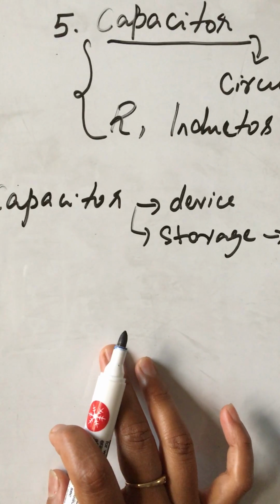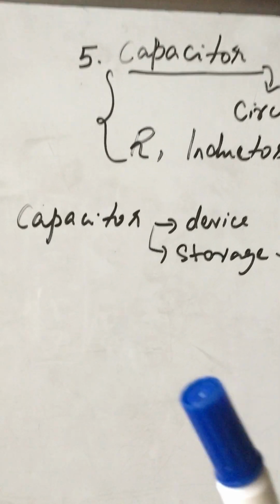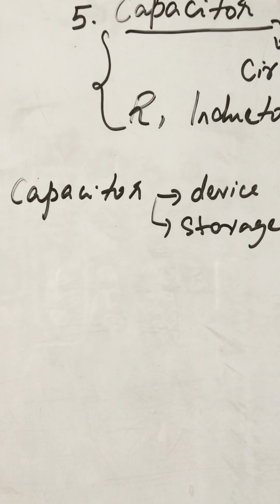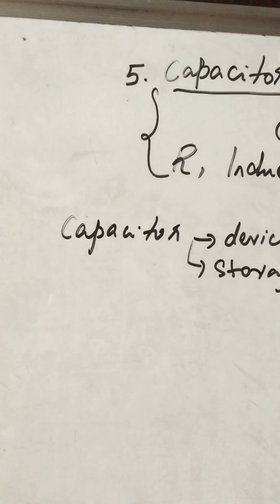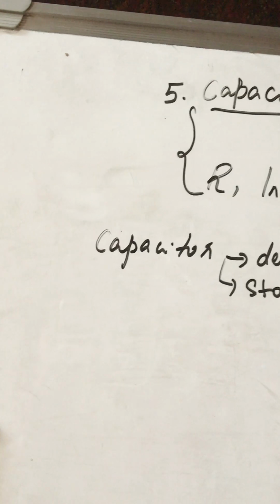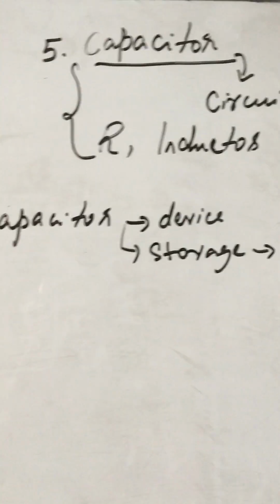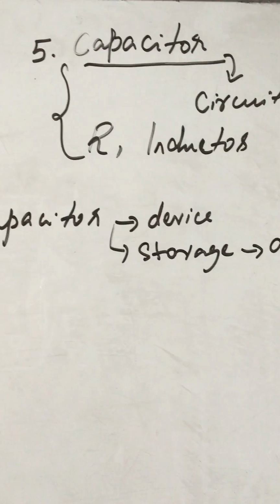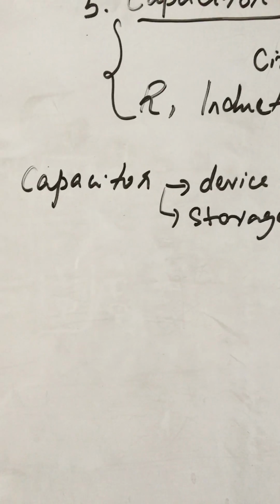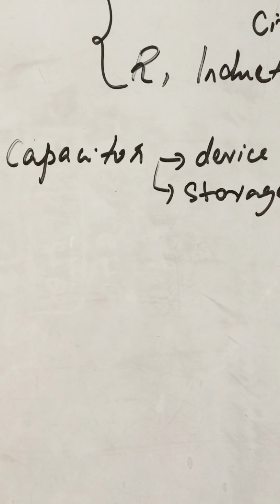Like in a fan, you might have heard of the condenser, right? Time to time we need to change the condenser of the fan. If the condenser is not working properly, then when you turn the fan on, it will move slowly. If somebody hits the fan with the hand, then it starts rotating, right? It means the condenser of the fan is damaged, so you need to change it. Actually that condenser is a capacitor.